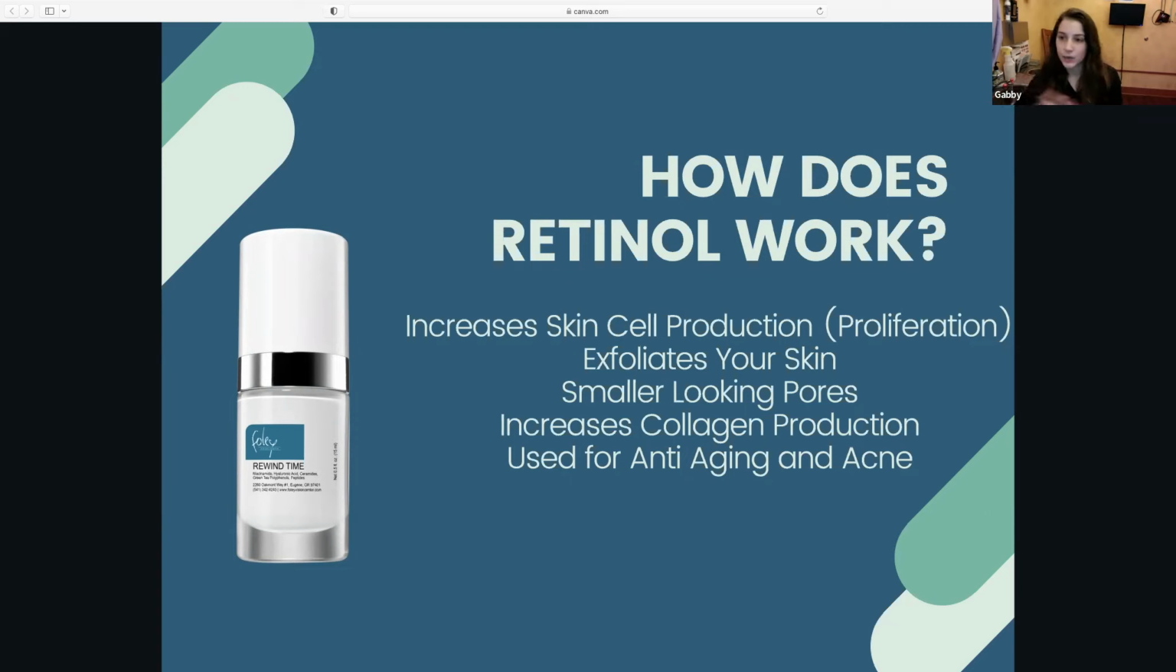Not only does it exfoliate any dead skin cells, it kicks those out and gets new ones coming in, but it can also shrink down those pores by doing that, as well as increasing collagen production and helping with anti-aging and acne, since it is helping with that skin cell turnover. Of course, that's a good thing for anti-aging, but also for acne patients. It's going to help get all that gunk out when you feel one under the surface. It's going to help get it out of the way for us.